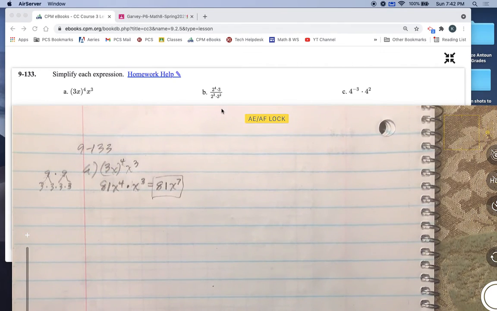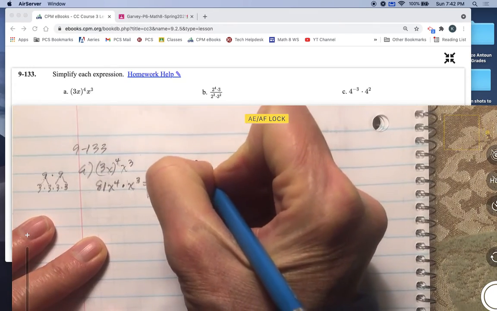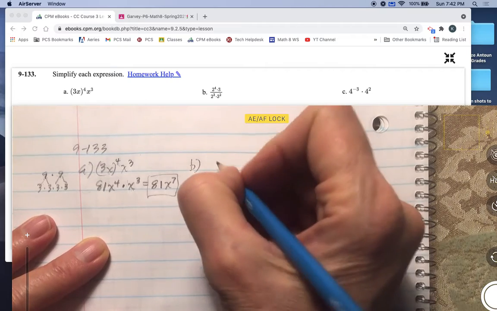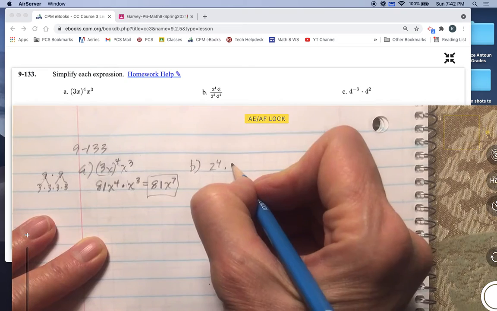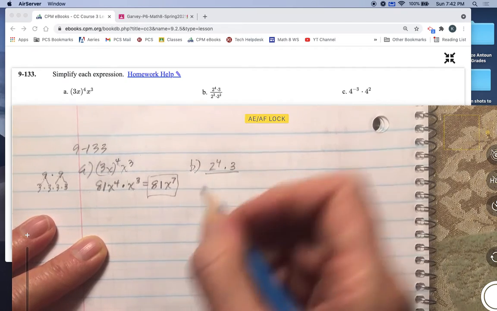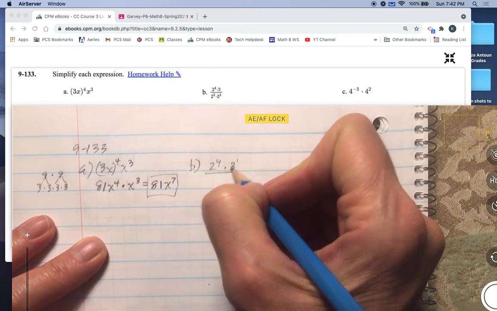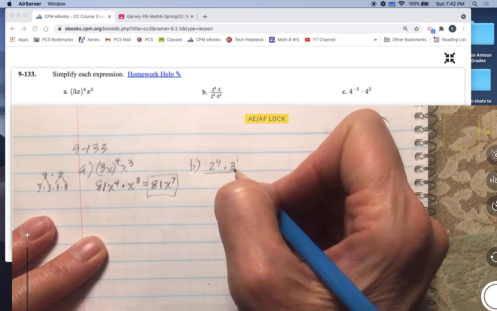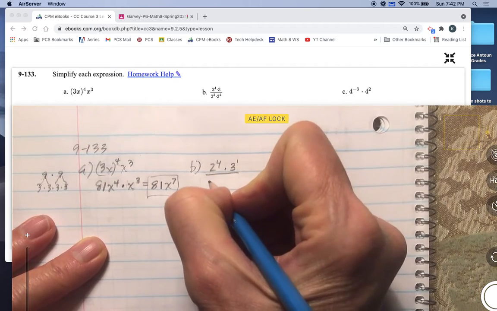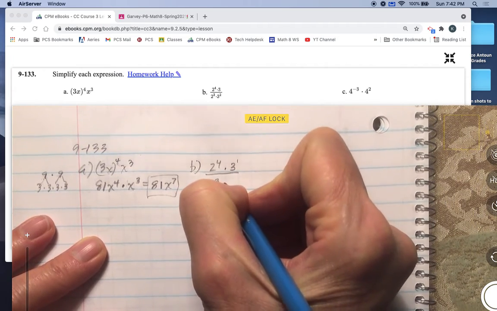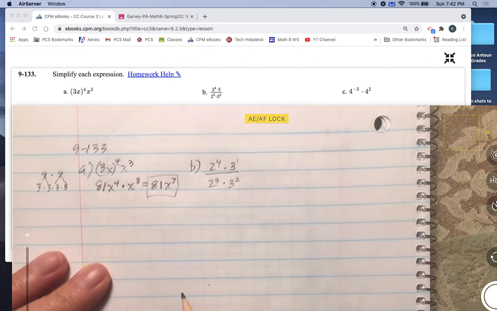So let's rewrite the problem. We've got 2 to the 4th power times 3, and then that would be 3 to the 1st power, because that's equal to 3. I'm going to put that in there just because I think that might be helpful. And then we've got 2 to the 3rd power times 3 to the 2nd power.